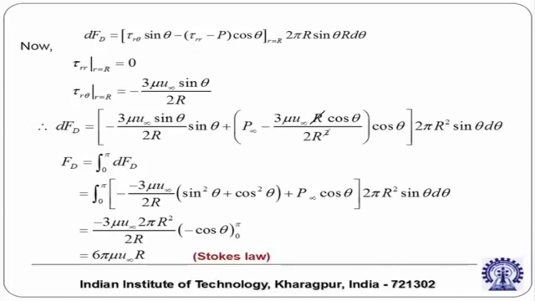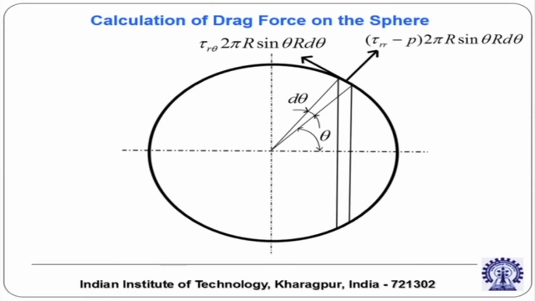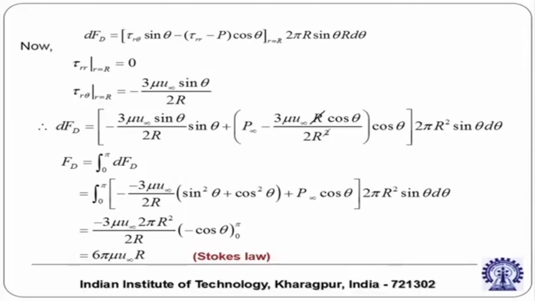Because we are interested in the magnitude of the drag force, otherwise it would be oriented in the opposite direction of the flow, to get the magnitude we are just reversing the sign. One very interesting thing is that tau RR at small r equal to capital R is equal to 0. Whatever the expression for tau RR, if you substitute small r equal to capital R, in the square bracket it is 3 by 2 minus 3 by 2. So, on the surface of the sphere there is no normal viscous stress.